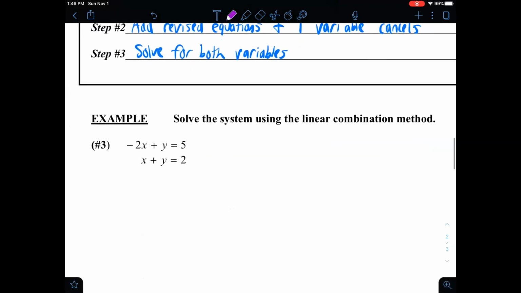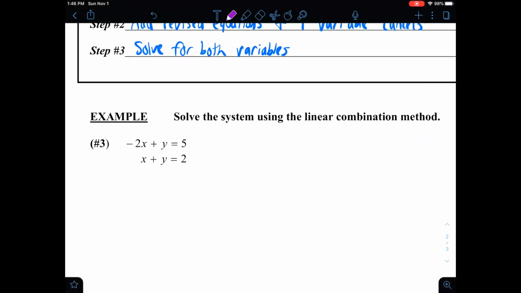So it says solve the system using a linear combination or elimination method. So we have negative 2x plus y equals 5, and x plus y equals 2 is the second equation. So first thing we need to see is that everything's lined up, that we have x over x, y over y, and constant over constant. Is that true here? Yes, they are all lined up. Okay, so now we need to multiply one or both equations, and I would try to figure out which one's easier to multiply one equation if possible to get a variable to cancel here, okay?